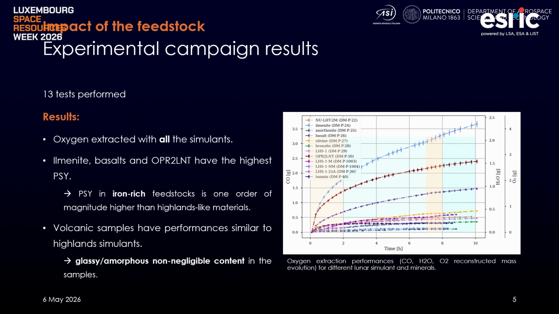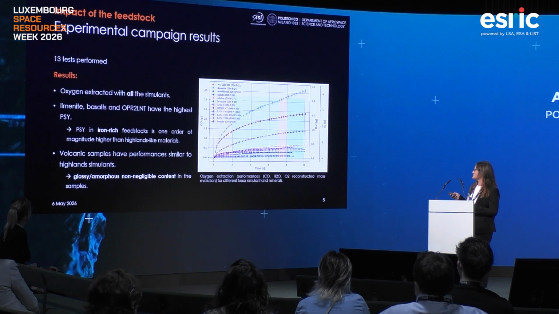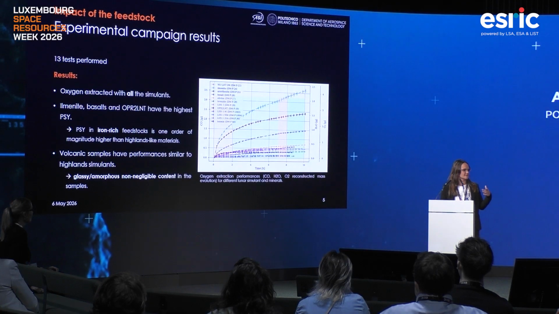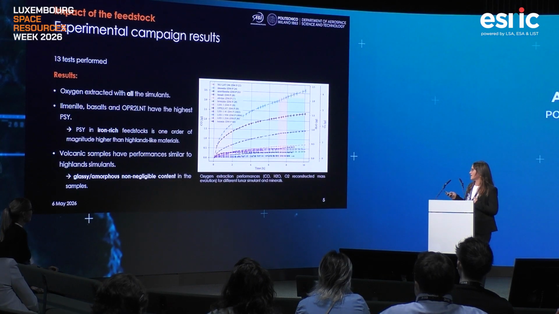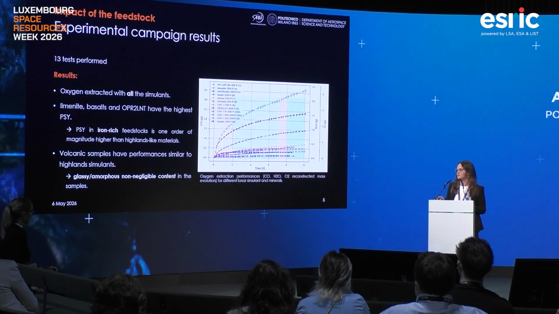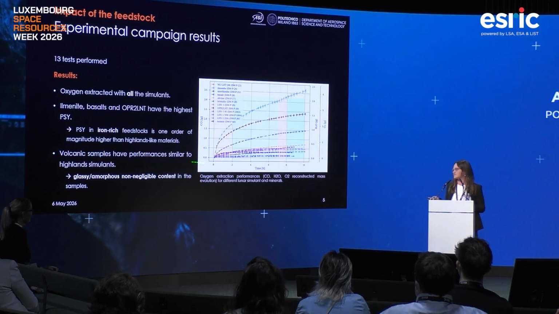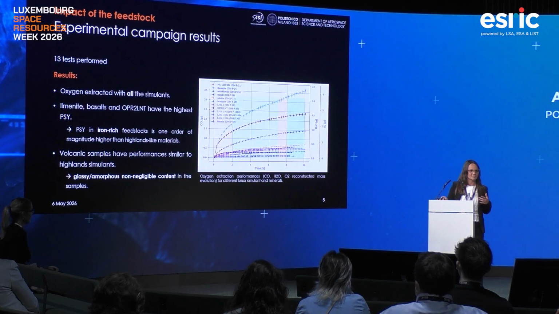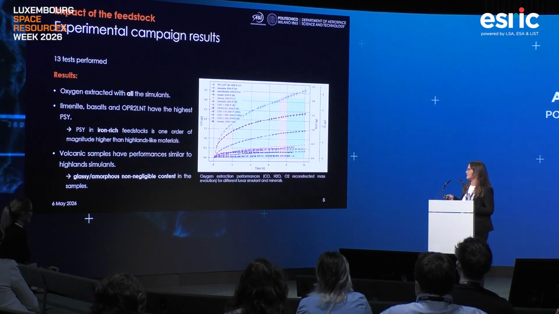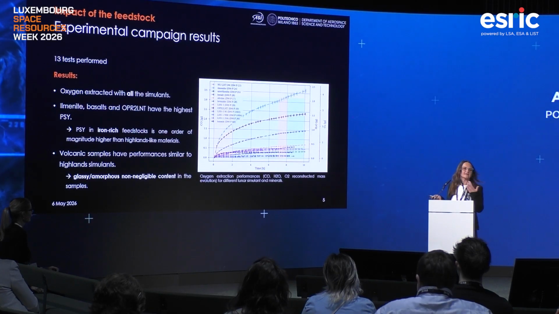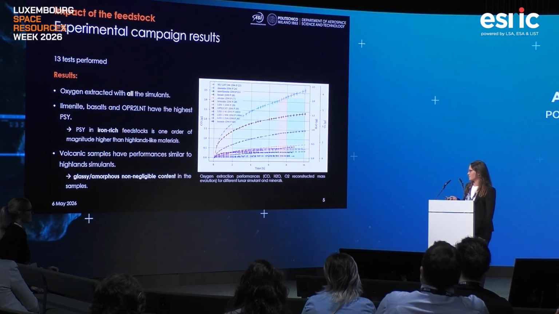So as I mentioned before, Highland and Maria simulants, different components. And as you can see, we were able to extract oxygen and to measure carbon oxide downstream of the reactor, no matter the composition of the feedstock. So also with anorthosite and Highland-like material, even if the production is really, really low. While for iron-rich materials such as ilmenite and basalts, we can get much higher performances.